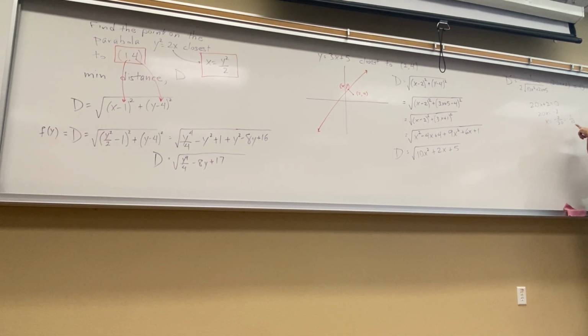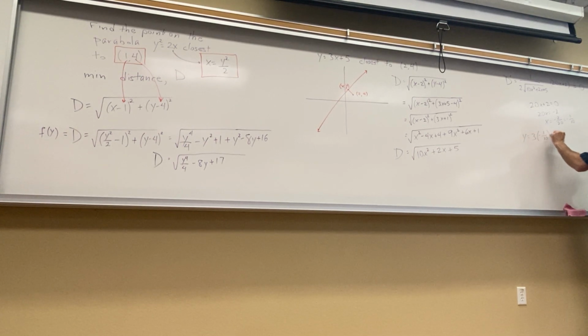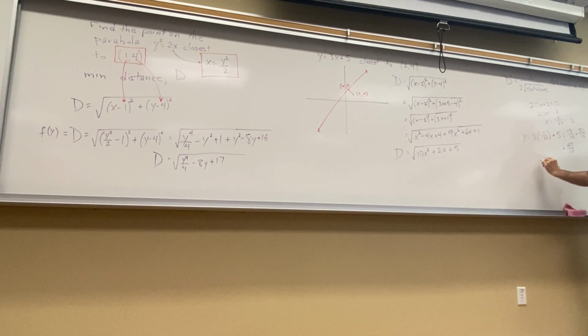So we get this, and now what else do we need? Plug that back into the original function to get y. So y is going to equal 3 times negative 1/10 plus 5, which is 47 over 10. So our point is negative 1/10, 47 over 10.